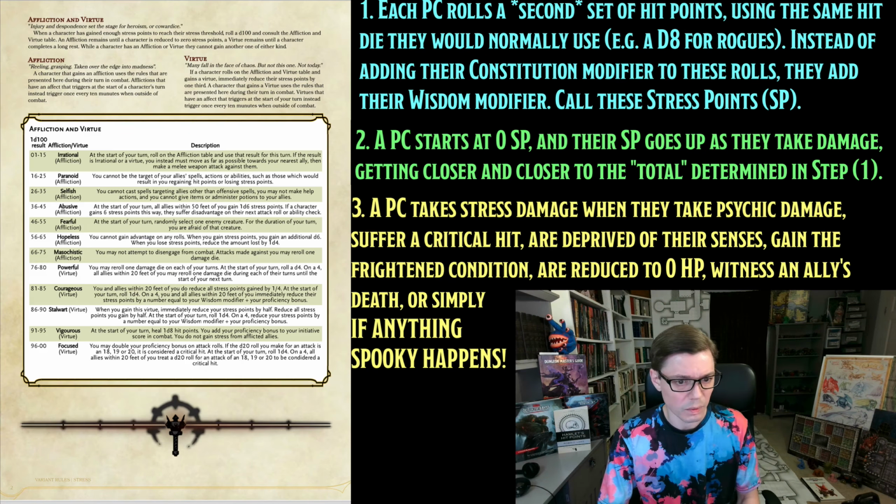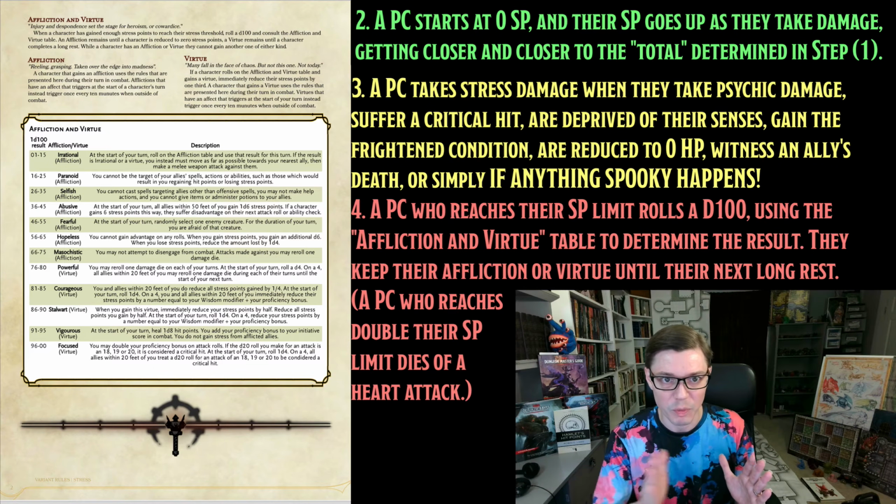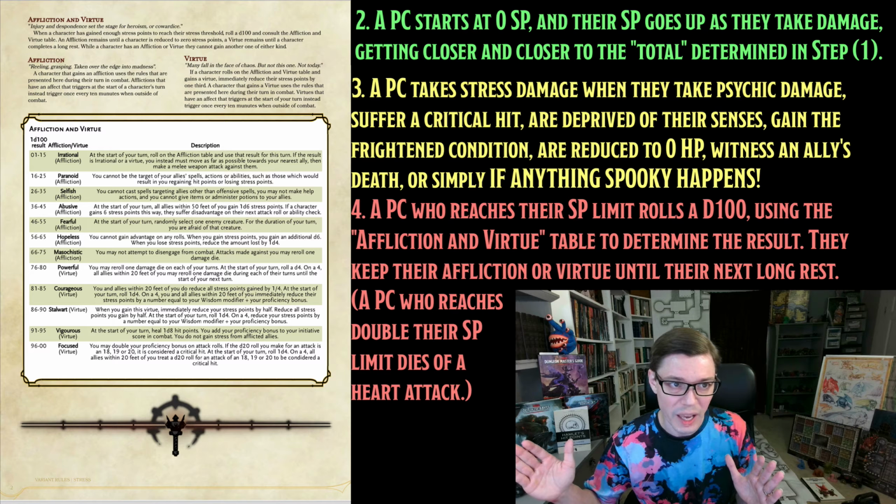Nomicon. Moving along, the second page of this elegant 3-page document shows us what happens if you reach your stress threshold. That is, if you take stress damage and more stress damage, and your stress damage counts up from 0 until it reaches your total, you gain either an affliction or a virtue. And these are really neat.